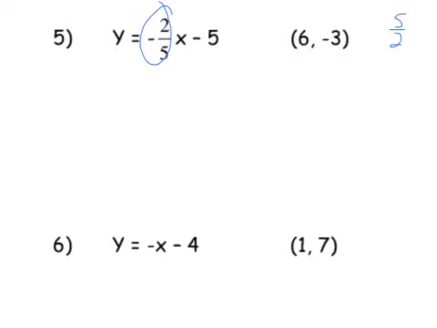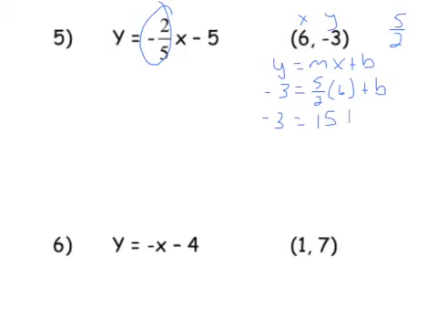We're going to take this slope and this point, and find a new y-intercept. So we will substitute those values into y equals mx plus b. So y is negative 3. That equals the slope times x plus b. So negative 3 equals 15 plus b. Subtract 15 from both sides, or add a negative 15 to both sides. We find that b is negative 18.